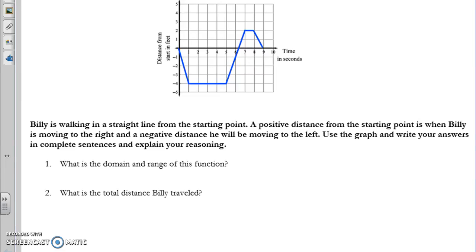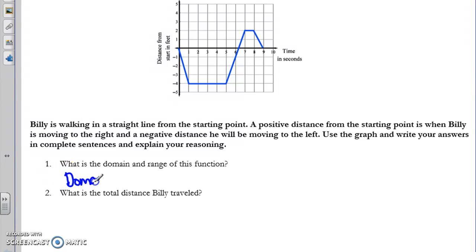Alright guys, we are going to go over homework 5 really quick before we start the lesson. So you can check your homework. This says, what is the domain and range? So we went over how to properly write in interval notation.